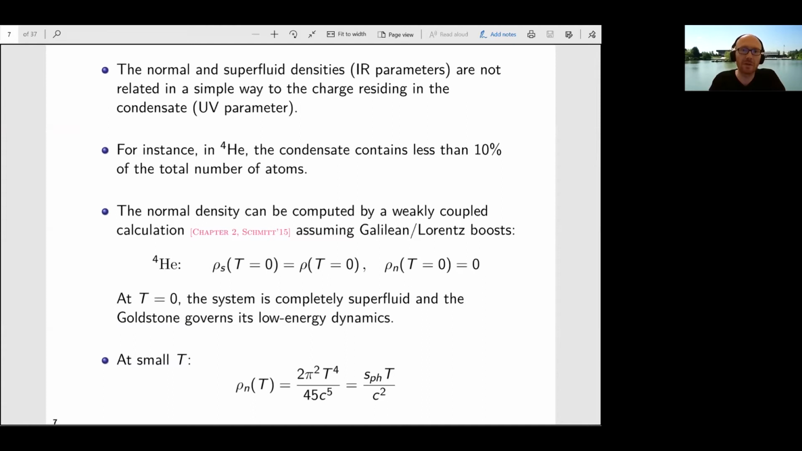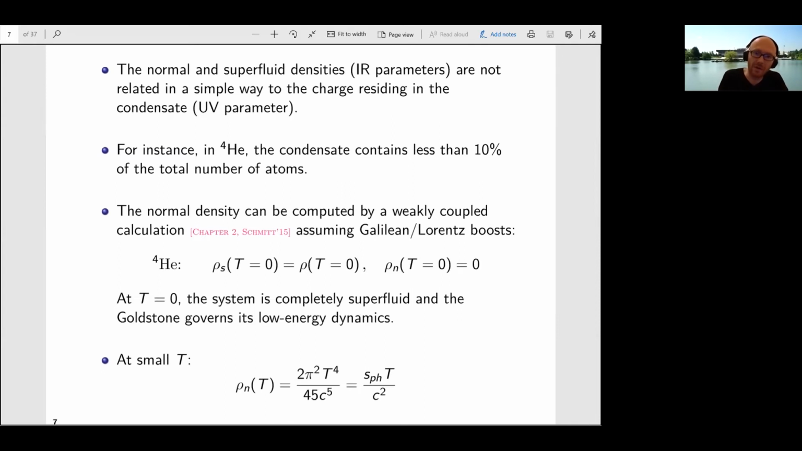So in particular, since hydrodynamics is an IR description, it's a long wavelength, late time description, its parameters, so for instance, the normal and superfluid densities, which are IR parameters, are not necessarily related in a simple way to UV parameters. For instance, a UV parameter would be, if you have a microscopic model, the number of atoms that are making up the superfluid, that are condensing. This is a UV parameter. And in general, there is no simple relation between these two types of parameters. And I will give you concrete examples of this.